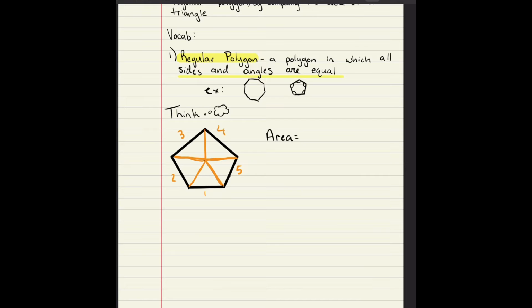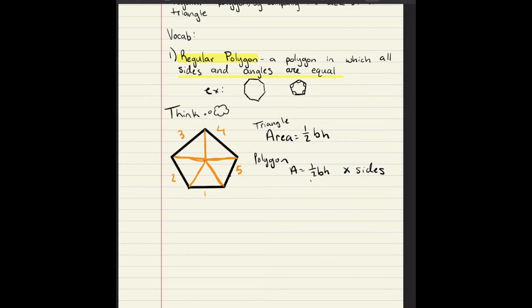So if I wanted to find the area, because the area is everything inside, I can use the area of a triangle. So I can use a half base times height. But that's not all, because that is just going to give me the area of a triangle, right? So for a polygon, I'm going to have to do area equals 1/2 base times height, and then times that answer by the number of sides.